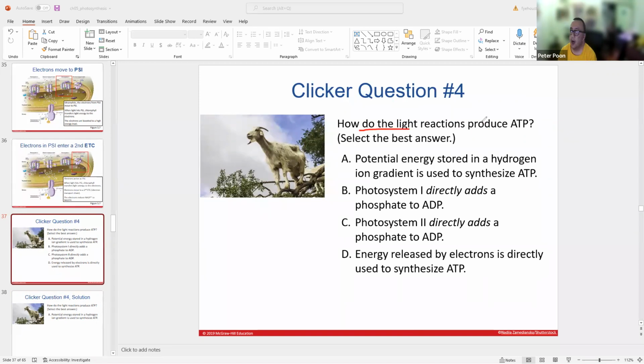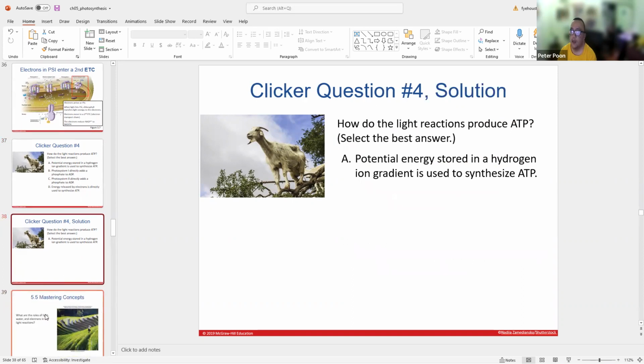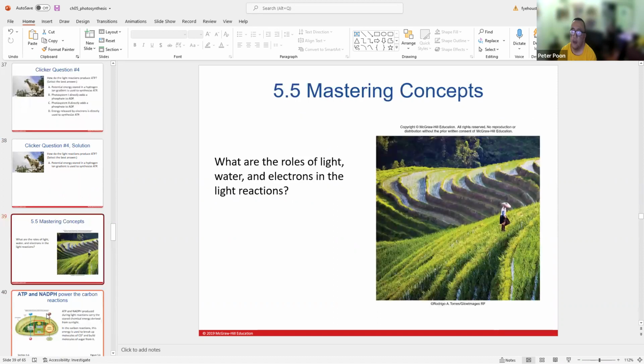So how do the light reactions produce ATP? The potential energy stored in the hydrogen ion gradient is used to synthesize ATP. Hopefully you should be able to answer this question.